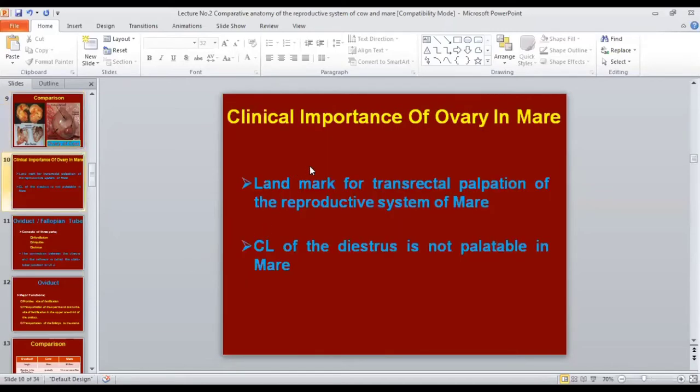So, as for the clinical importance of the ovary in case of mare, I have already described that it is the landmark for the transrectal palpation of the reproductive system in the mare. And the other importance is that the corpus luteum of the diestrus in a mare is not palpable. And you know that the corpus luteum of the cow in diestrus is palpable and has significant clinical importance.